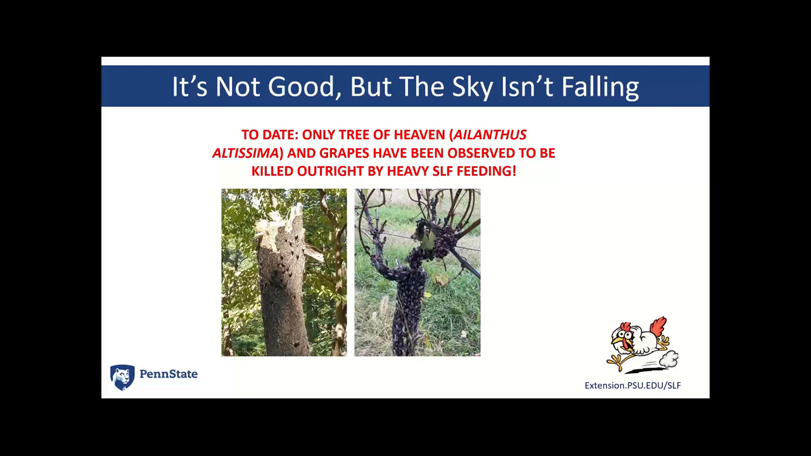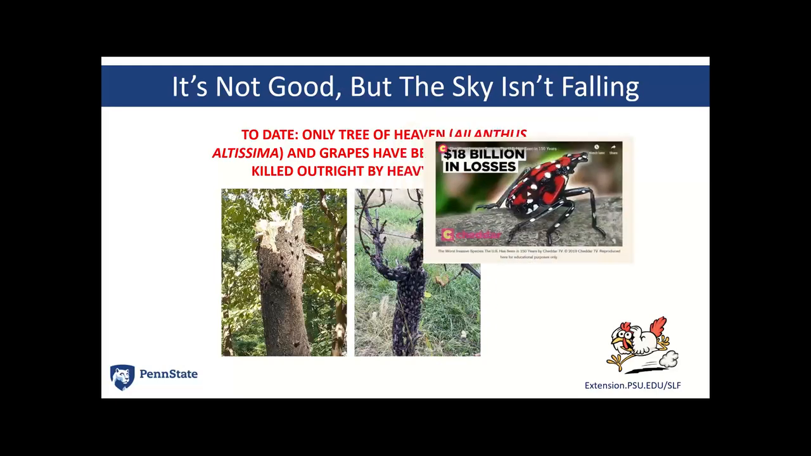But what we are seeing killed is Ailanthus altissima, which is an invasive and a weed tree. And we see grapes can get killed pretty quickly. These insects will really key in on the Ailanthus and on the grapes. And because of that, they feed voraciously and these plants are dying, but they're the only ones that we've seen consistently killed. So is the sky falling?